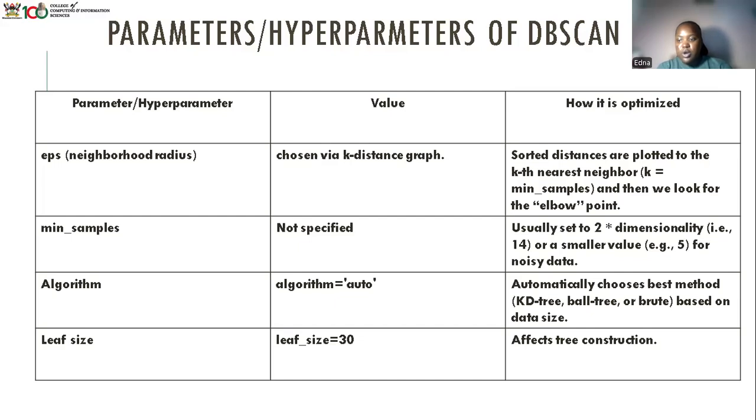Moving on to our min samples, which is literally set to twice the number of dimensions. So always around 14 for our 7 feature data, or a smaller value like 5 for noisier data sets. Our algorithm is set to auto as its value so that sklearn selects the most efficient tree structure based on the data size. Next, we are going to move on to our explainable AI techniques in DBSCAN.